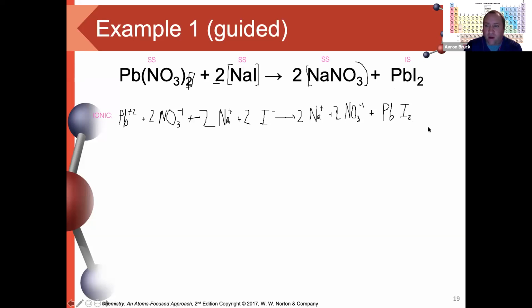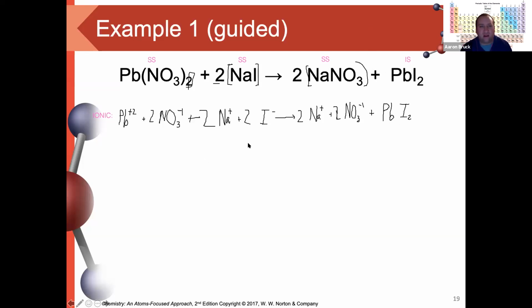So there's my ionic equation. Everything that is soluble gets split into its ions. Everything that is insoluble gets left in its molecular form. The last step is identifying my spectator ions.